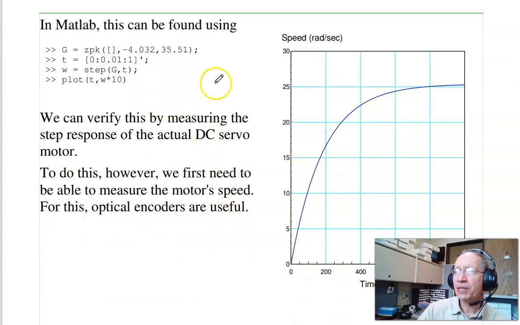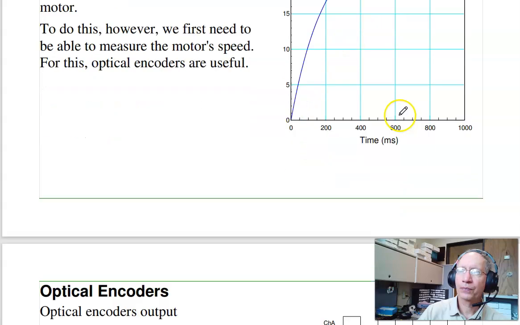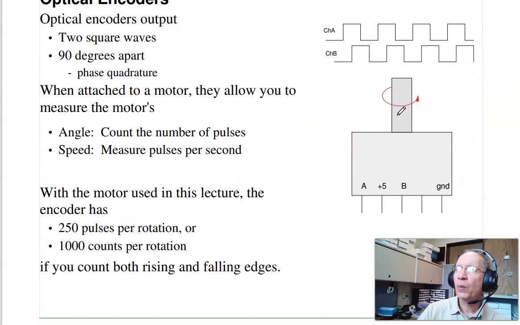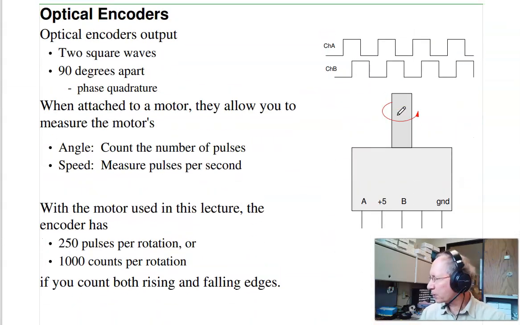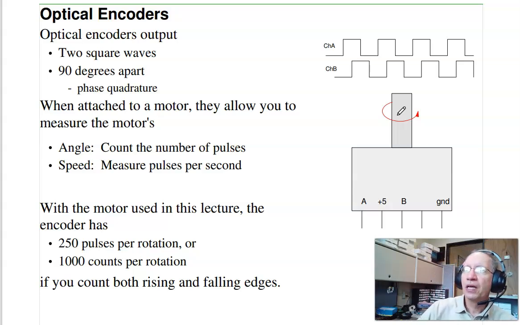So in MATLAB, I can simulate the step response. Input a system with a pole at -4, numerator 35.4, have time go from 0 to 1 second, step of 0.01, take the step response, plot it, here's what you get. That's what the step response of the motor should look like. Well, I can test that. But in order to test that, I need to measure the motor speed.